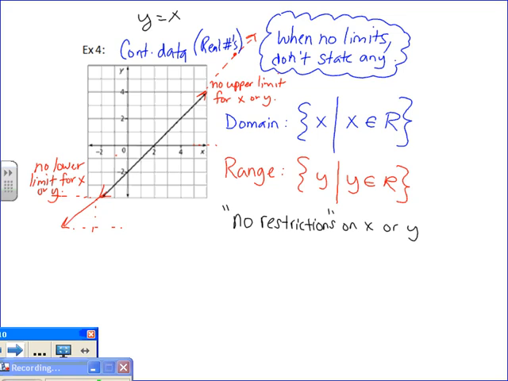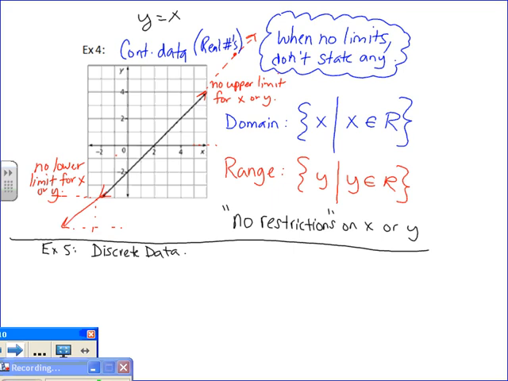You've got a little bit of room at the bottom of your notes. Let me just really quickly show you some discrete data, because we will run into some discrete data in this course. So let's just do one last example. Example 5, discrete data. I'm going to give you a number line.